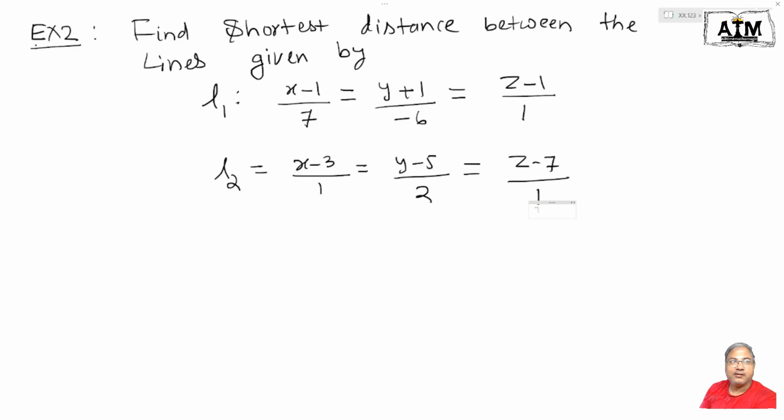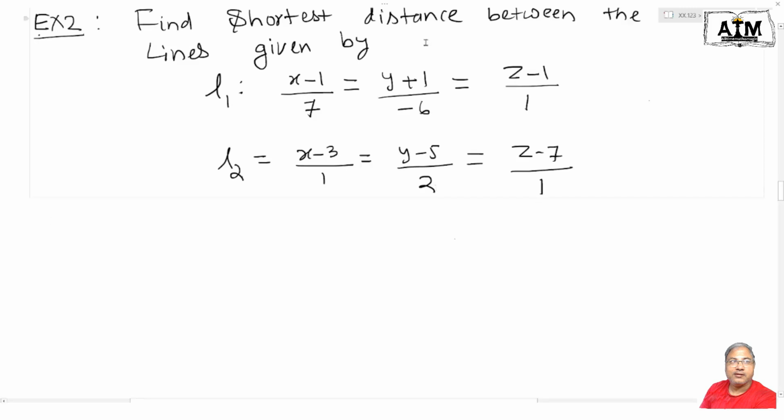In the earlier example, the equations of both lines were given in vector form. Now here we have to find the shortest distance between the lines, and both the equations are given in Cartesian form. So we need to find the distance between these lines. Both lines are skew lines, both are 3D lines.